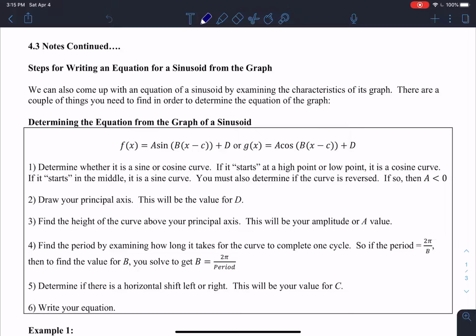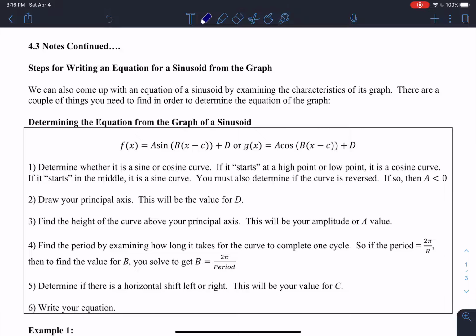So this is going to be the last set of notes from our graphing sine and cosine section. I retyped it because I've been meaning to redo it for a couple years now. What we're going to be doing is looking at a graph of sine and cosine and seeing if we can come up with the equation. So it's a little bit of working backwards, okay?